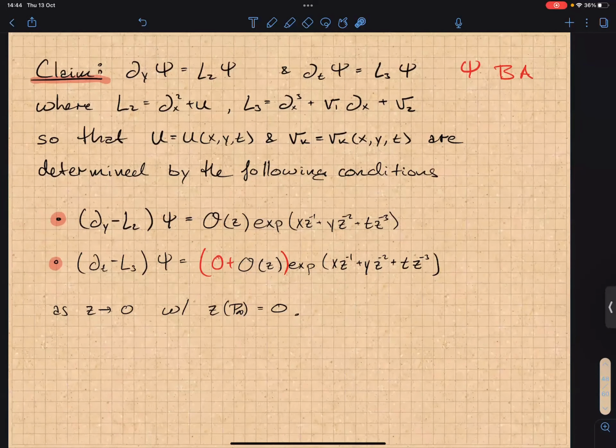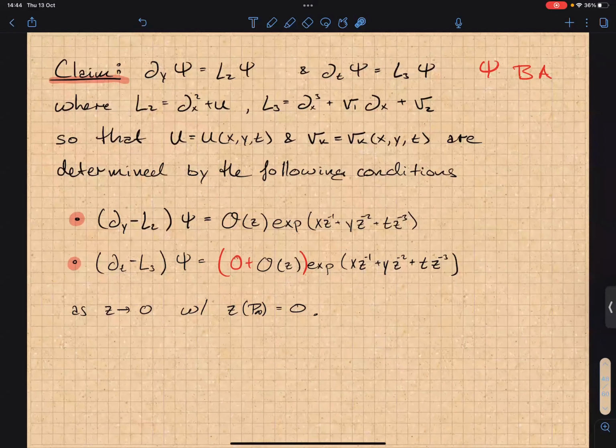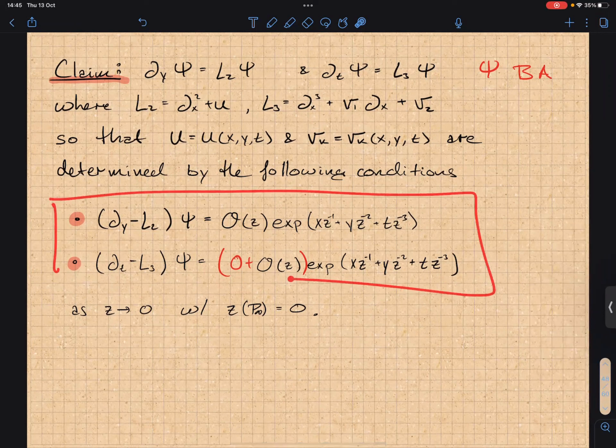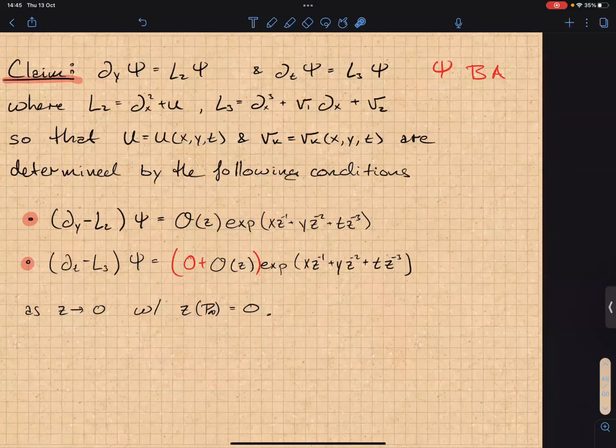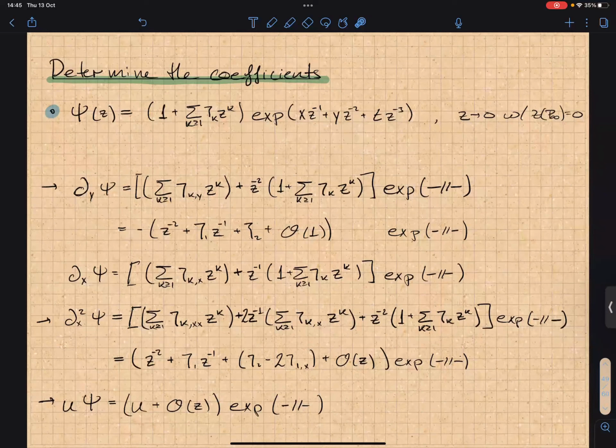So it seems like circular logic a little bit, this statement. To me it seems a little bit circular. So I wanted to first check that we can actually find these coefficients u, v1, and v2 with just having this condition. And then I'll go through the rest of the argument. So I want to determine the coefficients.